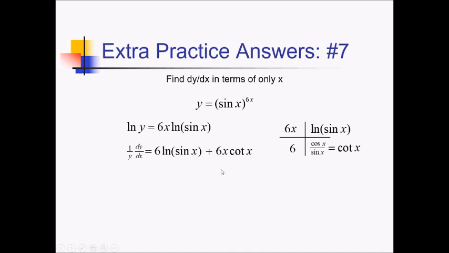Now to isolate dy over dx, I need to multiply both sides by y. So all this stuff on the right, I'm putting it in a parentheses with a y outside. But now they said they wanted this in terms of x. So to make them happy, we're going to replace y with the stuff that y equals up here, the sine of x to the 6x.